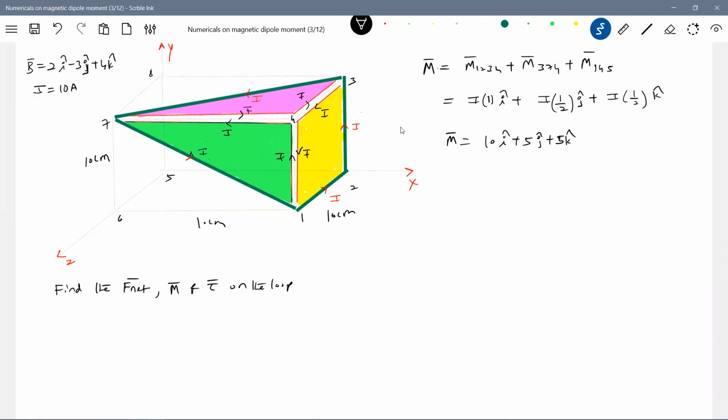What about the net force? First, the net force should be 0, no? How am I writing this directly? Because you know that if a current carrying loop is kept in a uniform magnetic field, the net force should be 0. Dipole moment, we got it. What about the torque? Torque, I'll go for M bar cross B bar.